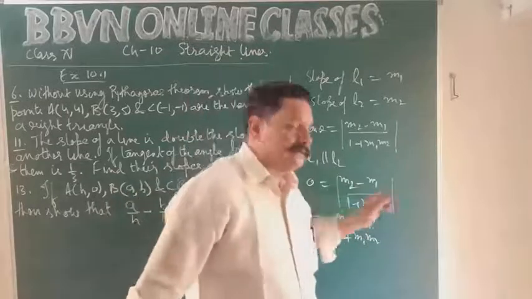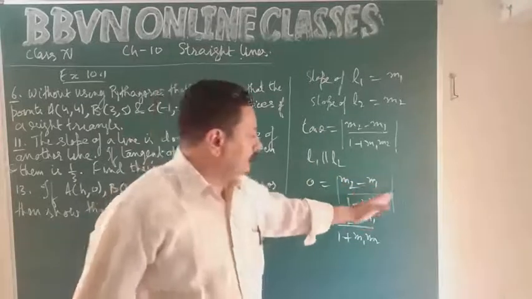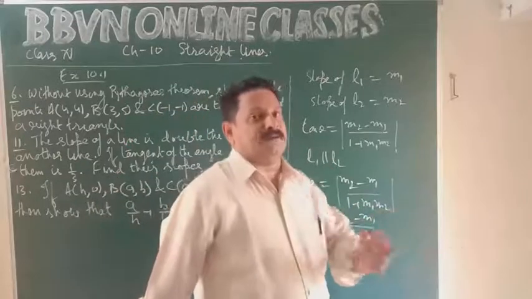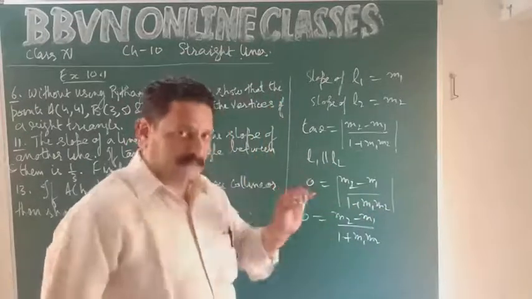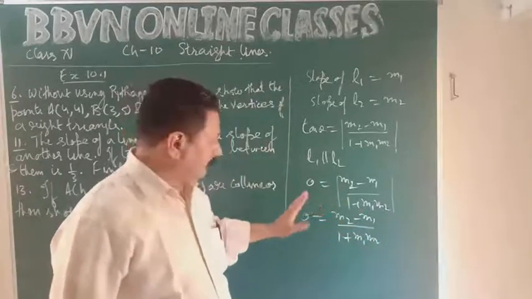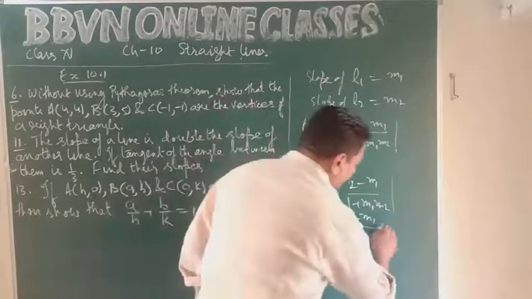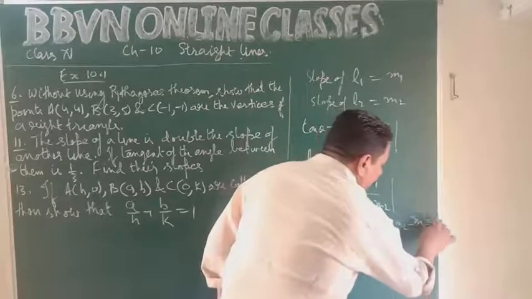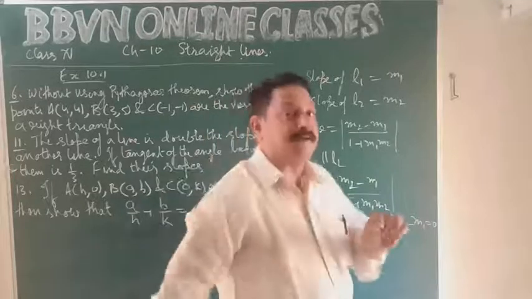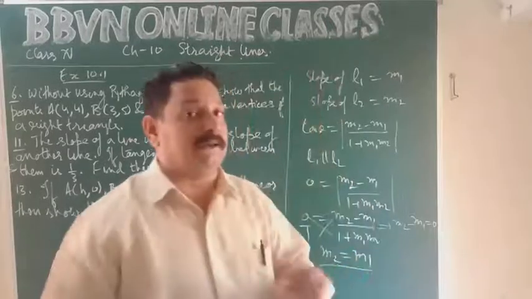Why I am saying that when we remove the modulus, we have to take plus and minus two cases. This can be either positive or negative. So when I remove mod, case 1 will be positive, case 2 will be negative. But since it is 0, positive or negative sign is not going to make any difference. So I am not taking any two cases, just simple 0. Now on cross multiplication, what do I get? M2 minus M1 equal to 0. That is M2 equal to M1. So if any two lines are parallel, their slope will be same. Their slopes will be equal in magnitude.